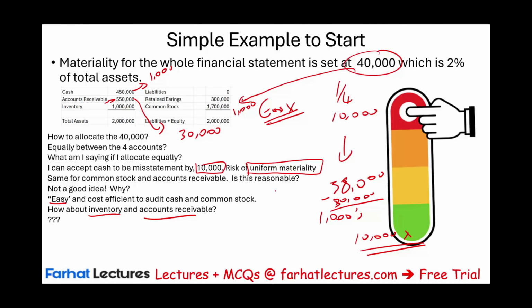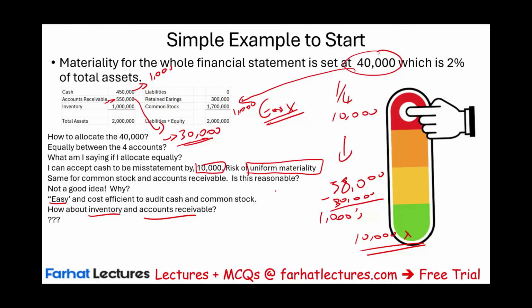So the point is there's mistakes, and I'm willing to accept $30,000 of performance materiality, or I'm allocating to account receivable 30,000. What does that mean? It means I will accept this account as long as there is up to $30,000 of misstatement. Now, why 30,000? Well, why not 40?